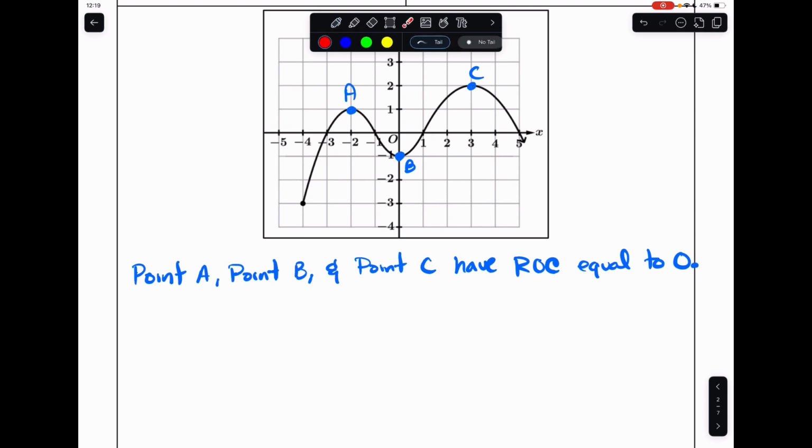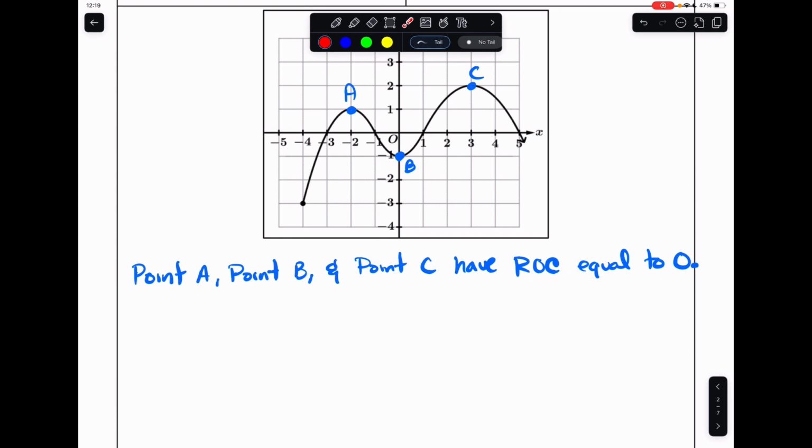in these type of graphs, for polynomials, wherever the graph has an endpoint is also going to be referred to as an extrema. That's also going to be a position, again, where the graph has a rate of change of 0. And let me explain why.